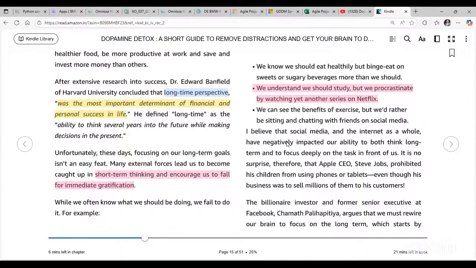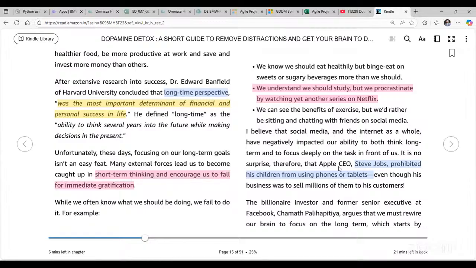I believe that social media and the internet as a whole have negatively impacted our ability both to think long term and to focus deeply on the task in front of us. It is no surprise, therefore, that Apple CEO Steve Jobs prohibited his children from using phones or tablets, even though his business was to sell millions of them to his customers.